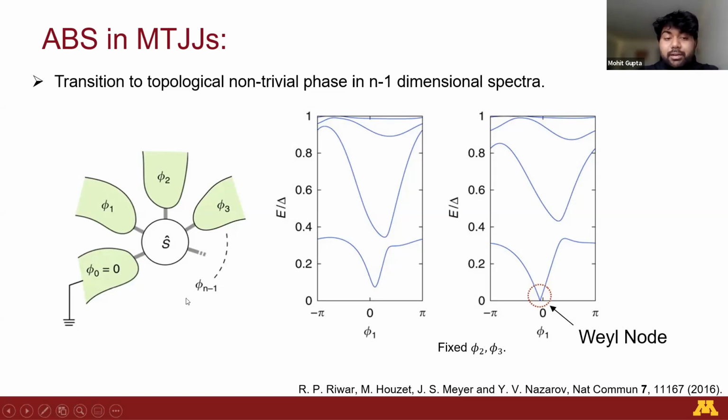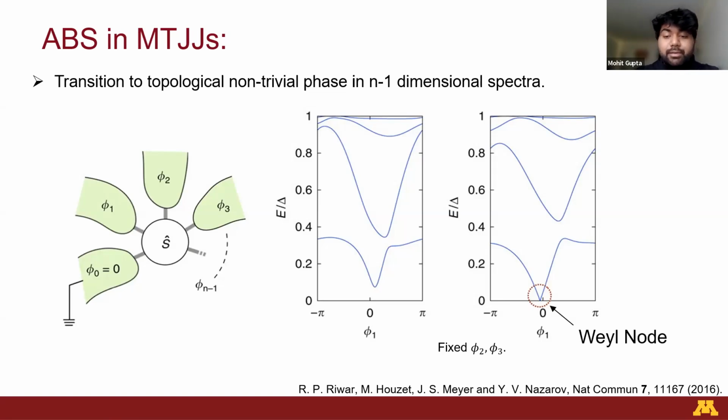The other interesting property of the Andreev bound state spectra of multi-terminal devices is that they can realize topologically non-trivial phases. Here is an Andreev bound state spectrum for a 4-terminal device with 2 of the phases fixed, plotted as a function of phi1. This spectrum looks good. There is nothing abnormal about it. If we were to change phi2 and phi3 such that the spectrum crosses 0, then this zero crossing happens as a Weyl node. And when this spectrum crosses this Weyl node, it enters this topologically non-trivial phase. So we see that this spectrum is not bounded to 3 dimensions and can realize these topologically non-trivial phases.